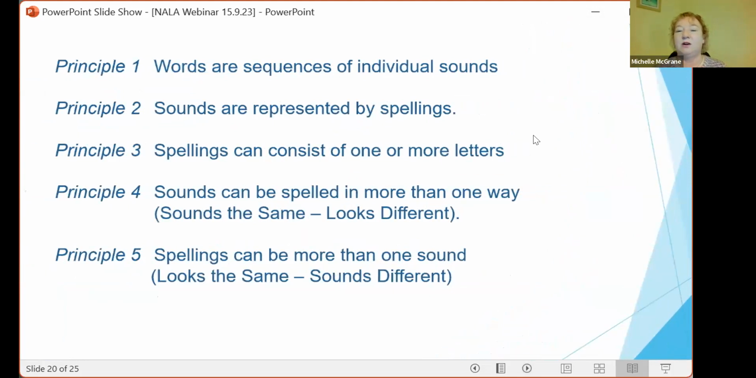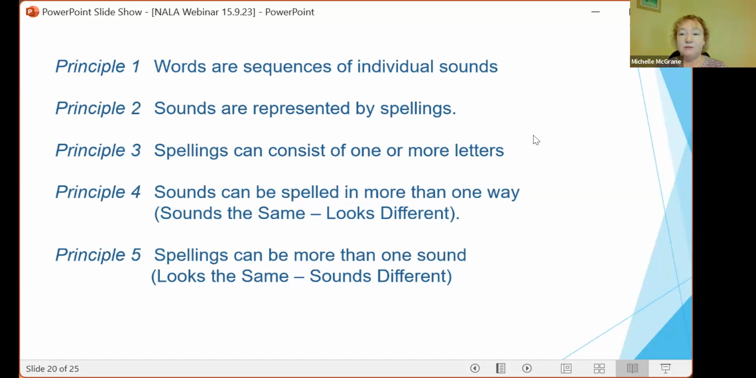Five principles, if you like, that our learners need to understand. So, as I've already said, they need to understand that words are sequences of individual sounds. So a word is not a sound. A word is actually a number of sounds blended together. Those sounds are represented by spellings. A spelling can be more than one letter. So a spelling could have 2 letters, 3 letters, or even 4 letters. Think of the word eight, and the sound A is represented by E-I-G-H. Those are the first 3 principles, and they essentially are the foundation.